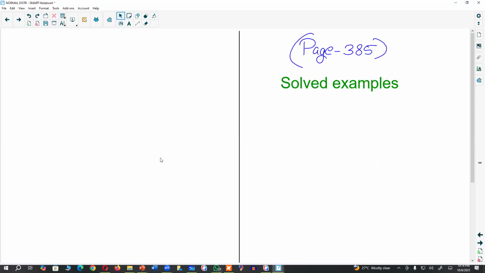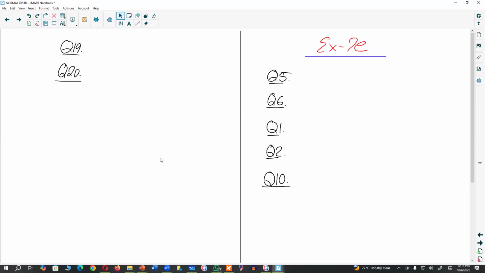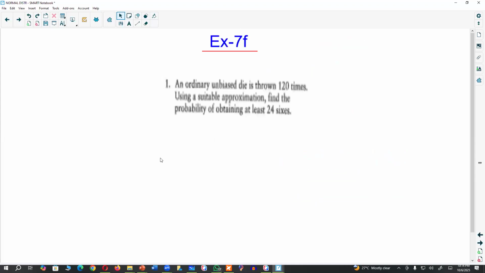Now, some continuity corrections are here. This is just like a small exercise, small in the sense that the solutions are very short. So this is an exercise for continuity correction. You can try these questions. Now exercise 7F. An ordinary unbiased die is thrown 120 times. Using a suitable approximation, find the probability of obtaining at least 24 sixes.